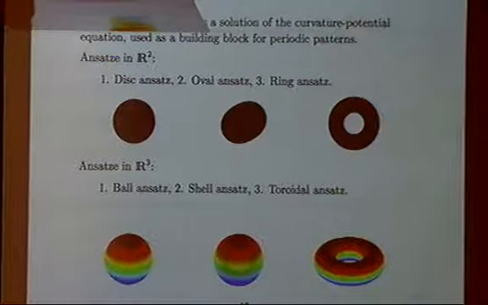So in 3 dimensions, we know a ball is a solution. And we also have a shell solution. The shell is just 1 ball minus another ball, so the core is hollow. And then we also have a torus, a donut-like solution in 3 dimensions. So let's see how many I can cover today.